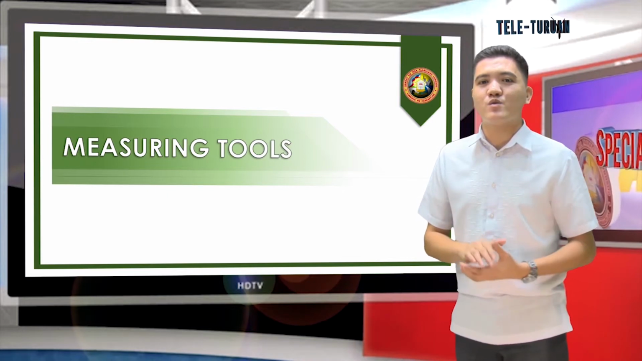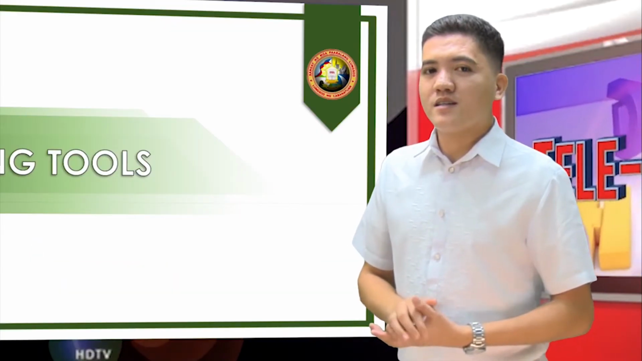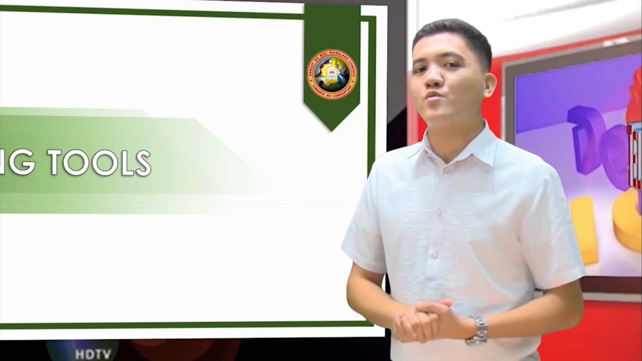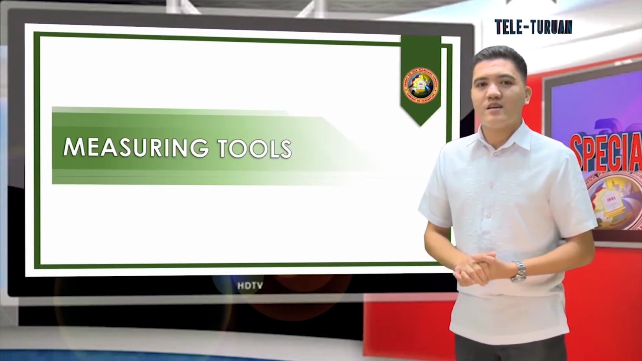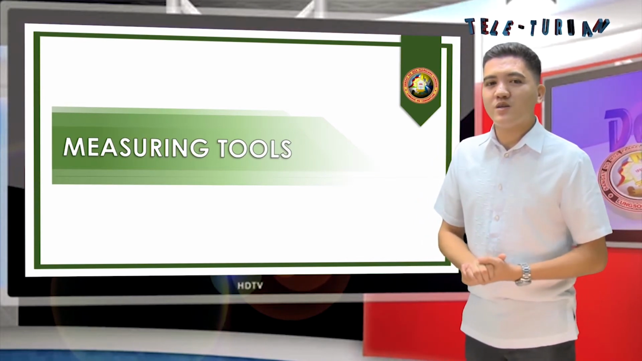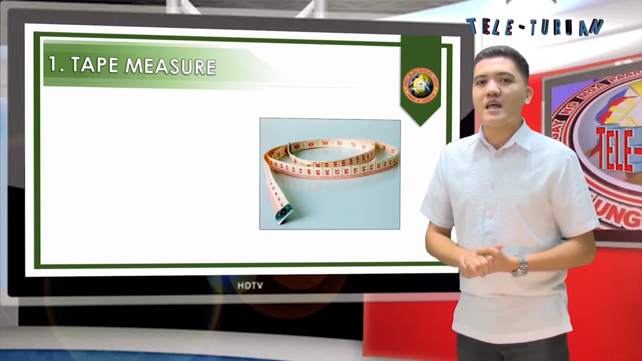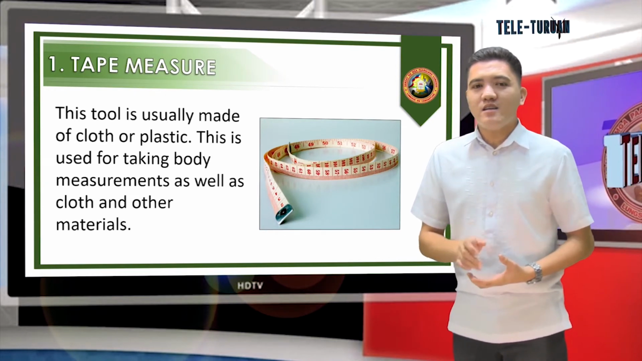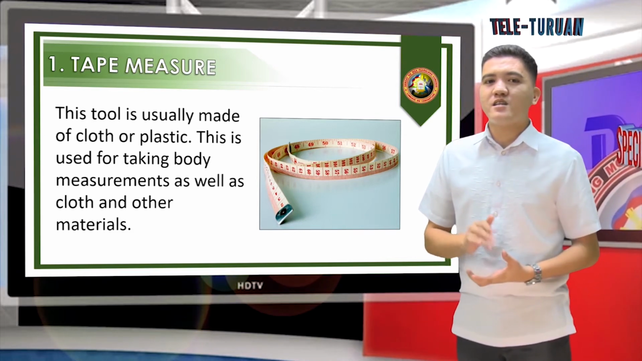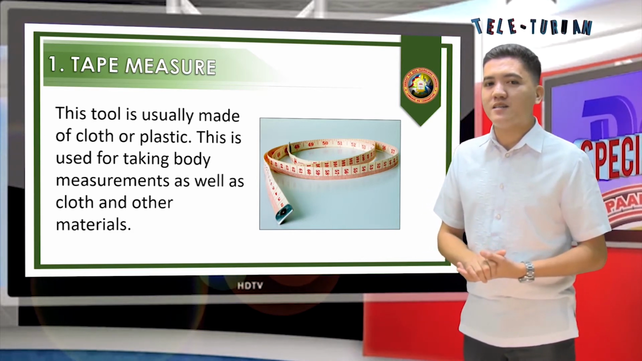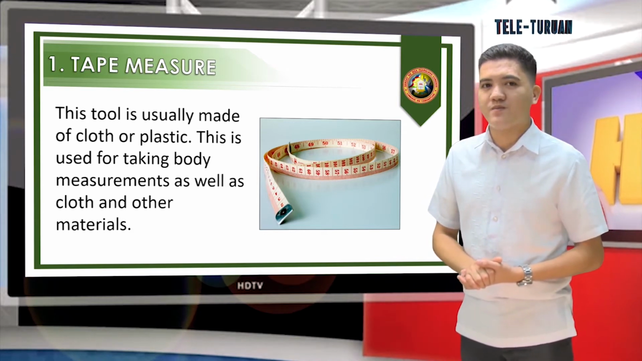First is measuring tools. A measuring tool is used to take count of quantitative data such as length. These are the common measuring tools in household linens. First, the tape measure. This tool is usually made of cloth or plastic. This is used for taking body measurements as well as cloth and other materials.